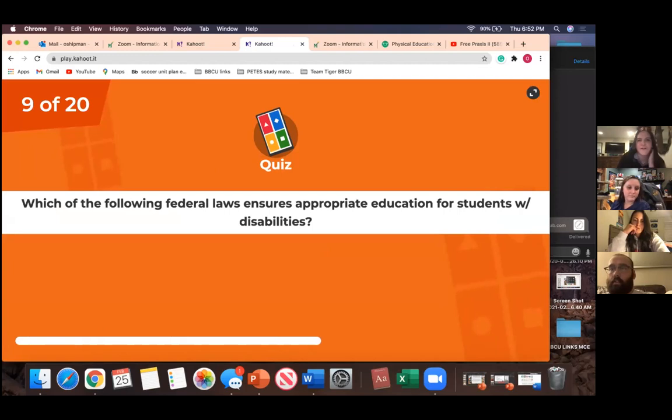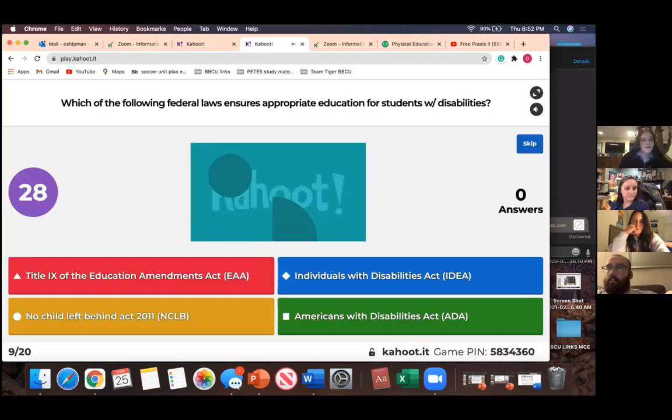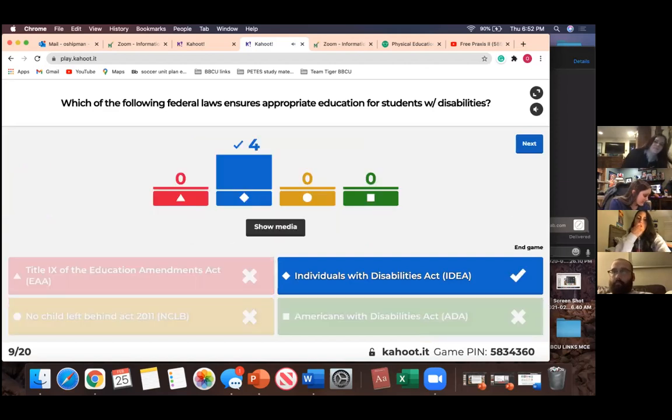Which of the following federal laws ensures appropriate education for students with disabilities? Title IX of the Education Amendments Act, the Individuals with Disabilities Education Act, or the Americans with Disabilities Act, ADA. Nice.